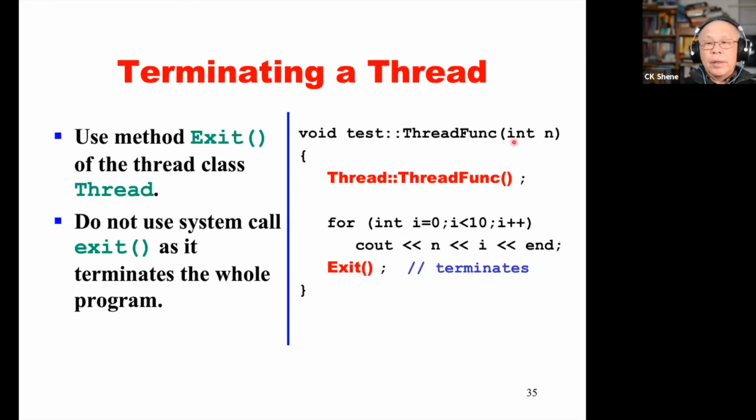So here is a complete version of the threadfunc. This is the header of the threadfunc function. This line is required. And then we have an integer iterate 10 times. Every time we print out the value of n, followed by the value of i, followed by end of line. And finally, this thread terminates. The thread calls uppercase Exit to terminate itself. So this is a very commonly seen mistake.